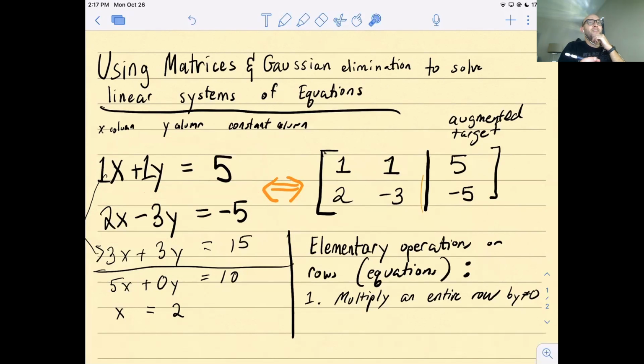Nice. Okay, good. Yeah, you can think of the rows as equations. If you switch two equations, it's exactly the same system. You can order the system of equations any way you want. So another thing you're allowed to do is swap rows.